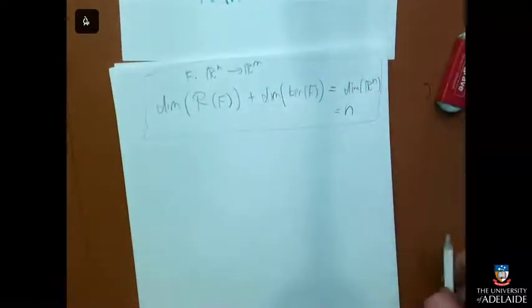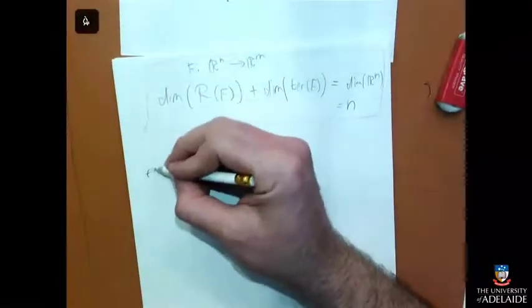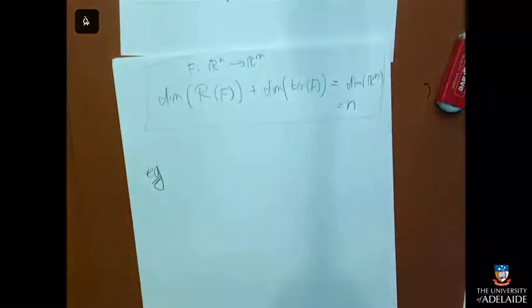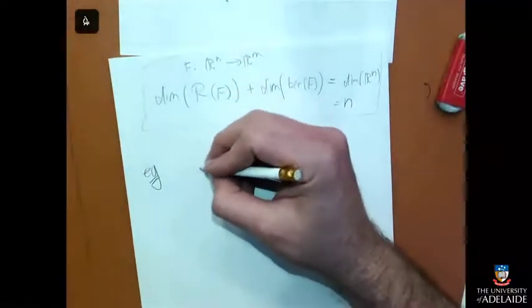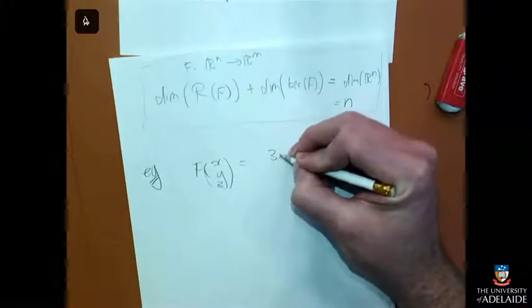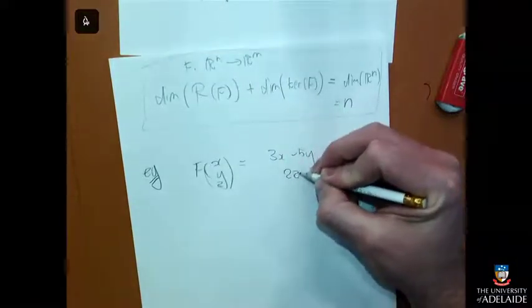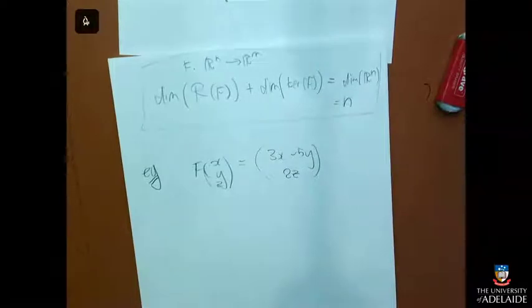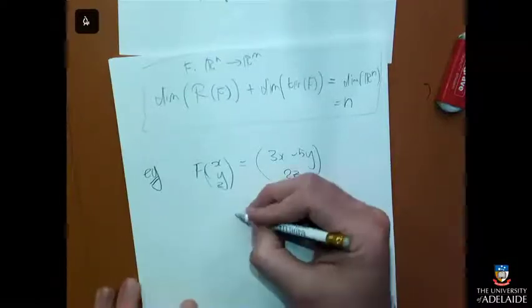This is where we get to stuff that people actually ask you in exams. Okay, if f of x, y, z is 3x minus 5y and 2z, so hint, there are ways of telling if things are linear transformations just by looking at them, and one of the quickest ways is just to write it as a matrix. Because once it's a matrix, then you know.